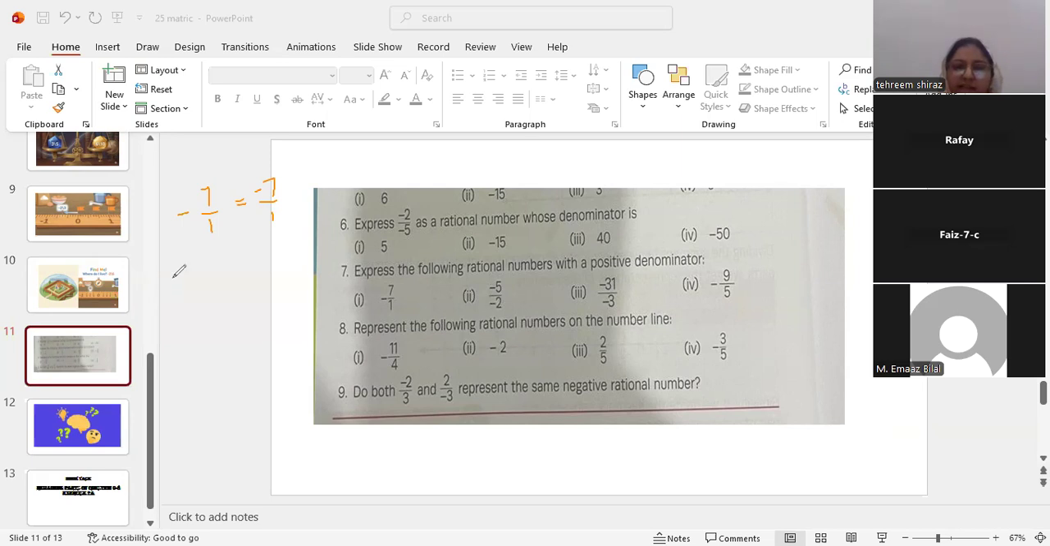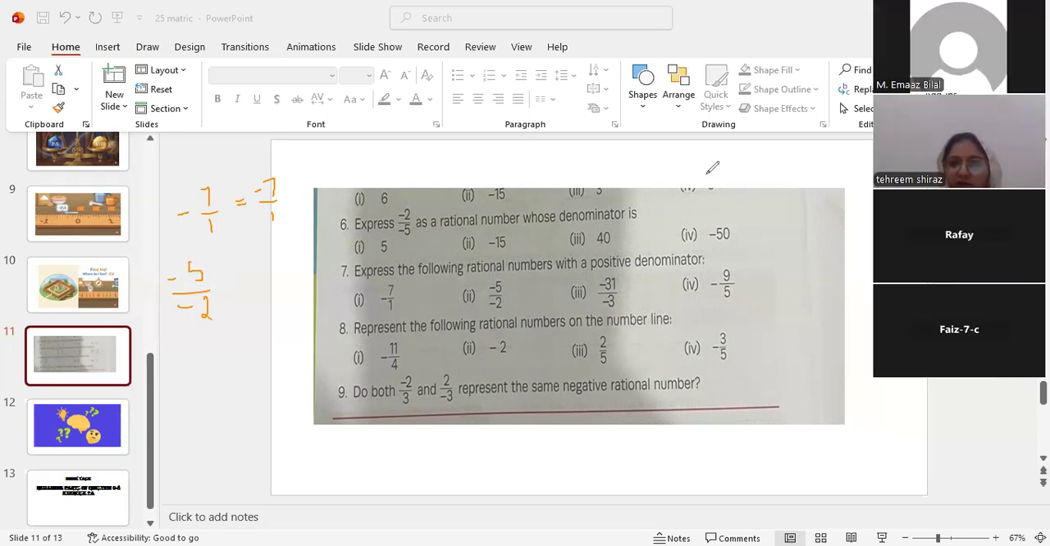Okay, the next is -5 by -2. Yes, Imaz. Ma'am, do we have to do question 7 on the notebook? Yes, every question. You have to do each and every question on your notebooks. Okay, ma'am.